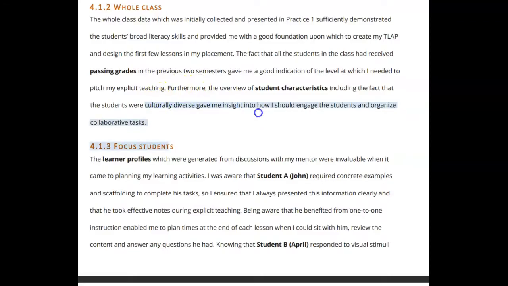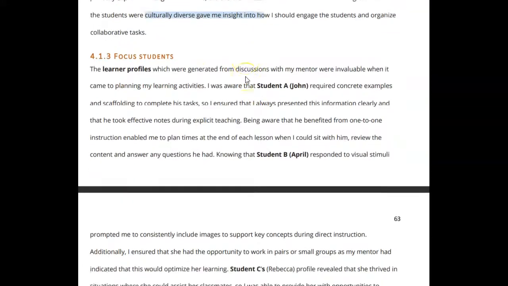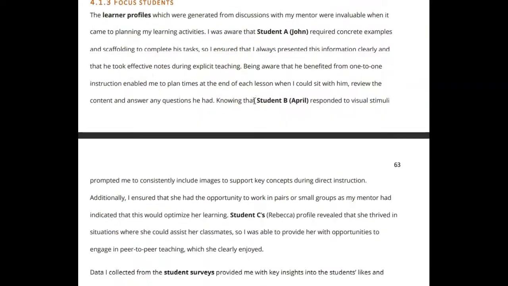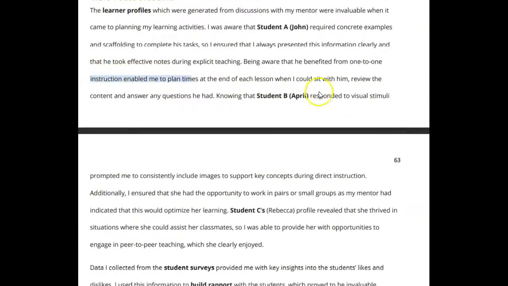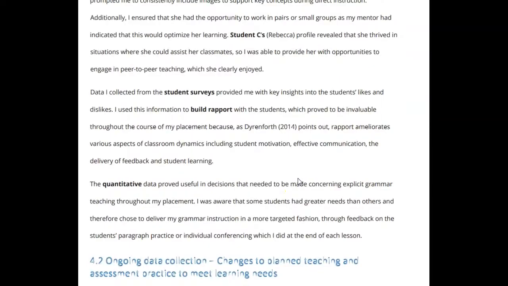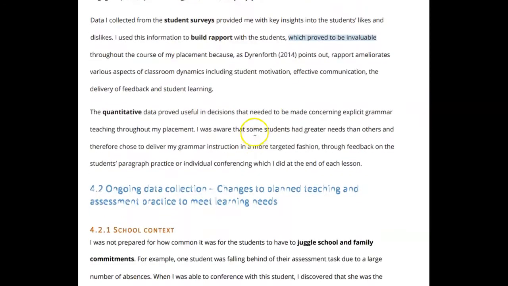Gave me insights. That's more higher order. Generation required concrete, so I ensured that. It enabled me to review. I assured that. It's provided opportunity. So it's got a degree of analytical thought, but it's still a little bit too recounty for me. I collected that. It gave me insights. They proved invaluable, because, great, I'm now saying it's good, proved useful. I was aware that they needed more.